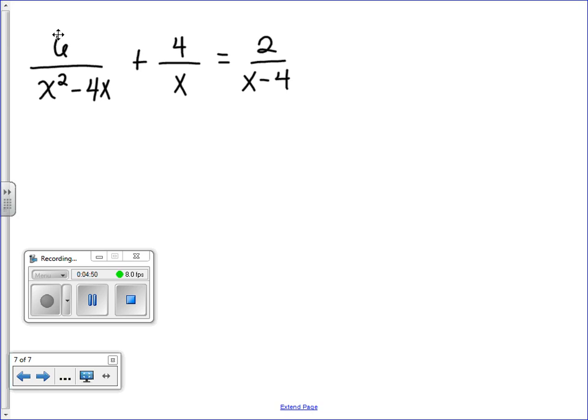No. That would be a bad choice. Okay. No matter what, your first step right here needs to be this. Okay. Now, what are the things that x can't be? Can't be 4. Can't be 0.